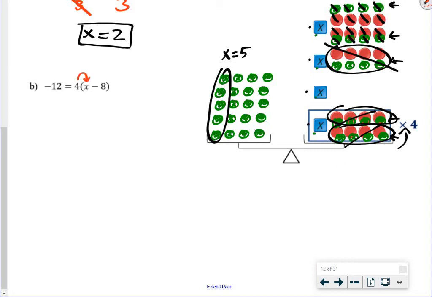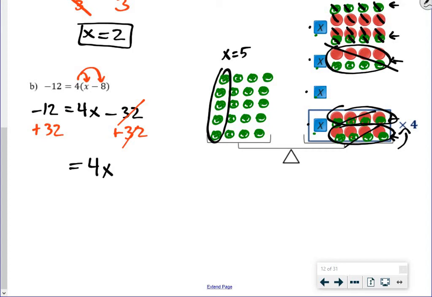We need to distribute the 4 in here. We get 4x minus 32 equals negative 12. I want to get x on its own. I need to add 32 to both sides. 32 minus itself is 0. 4x. And negative 12 plus 32 is 20. I need to get rid of the 4 here. Divide both sides by 4. 4 divided by 4 is 1. And 20 divided by 4 on the left is 5. So x is equal to 5.